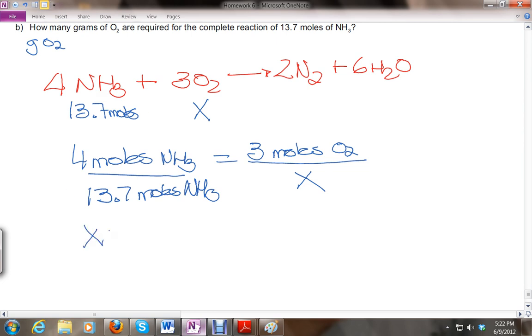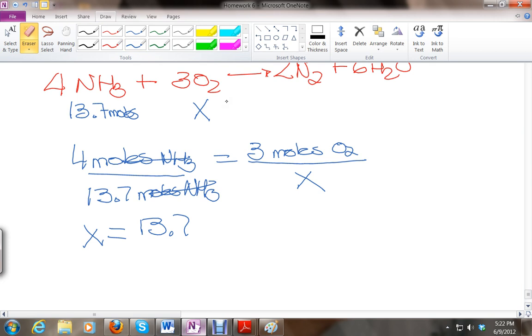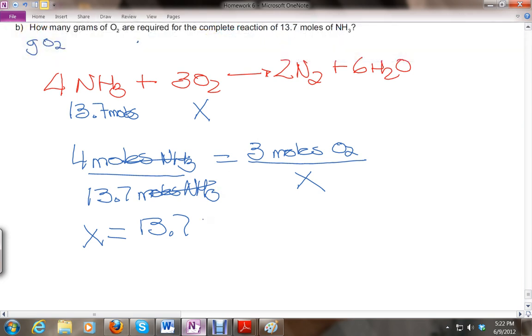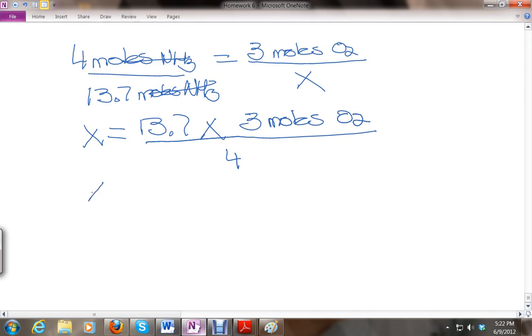So now we do X equals 13.7 multiplied by 3 moles of oxygen divided by 4, because I already got rid of the moles of ammonia, and this is going to give you 10.275 moles of O2.